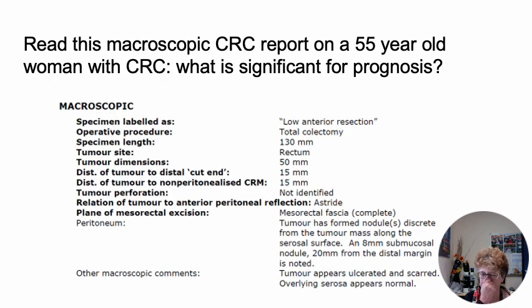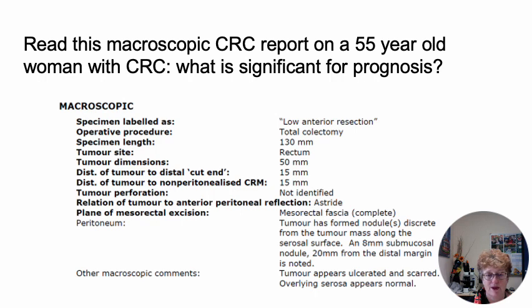All right, let's see if we can interpret this report. Here we go. So the specimen is labelled as a low anterior resection. That means that the bowel has been taken out, the whole distal part of the bowel has been taken out, right down to the rectum. And all of the colon has been taken out.